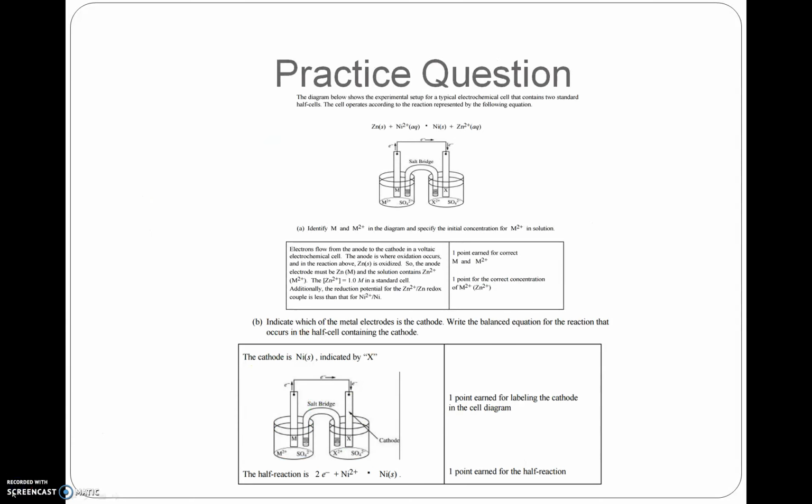So in this example, we're trying to find M and M2+. If we look at the electrode here, the electrons are leaving, which means it's oxidation. And the electrons for the zinc would be in the products, which means that would be the oxidation. And that would leave nickel to be the cathode.